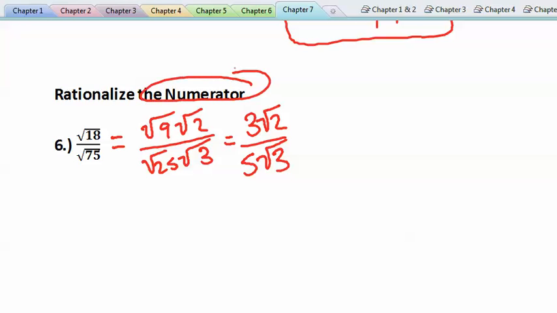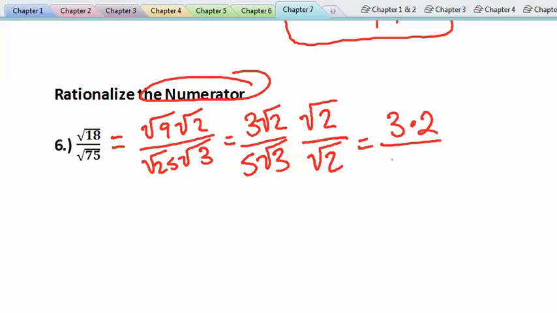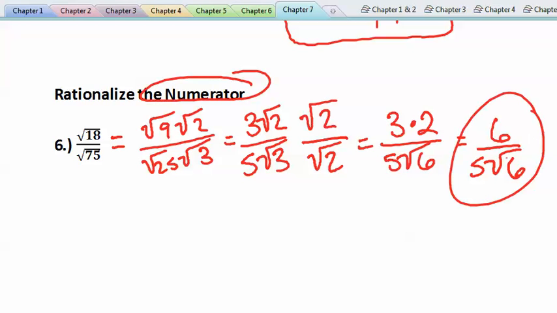Now I'm trying to rationalize the numerator, which means that I want to get rid of the square root of 2. So now I want to multiply by square root of 2 over square root of 2. And that gives you 3 times 2 over 5 times square root of 6, which is 6 over 5 square root of 6. Again, we can't cancel those out because one's underneath and one's not. And again, this is rationalizing the numerator, which would be something to do if we're adding and subtracting fractions.